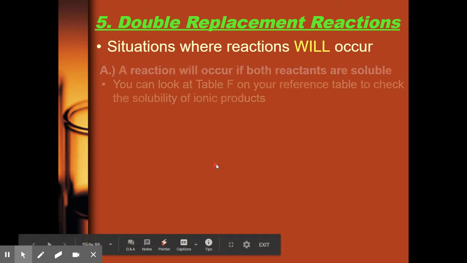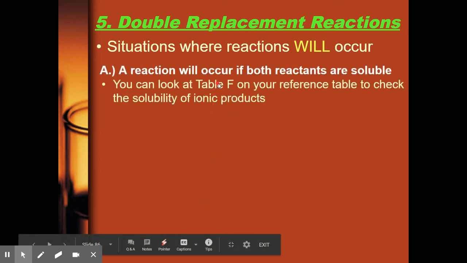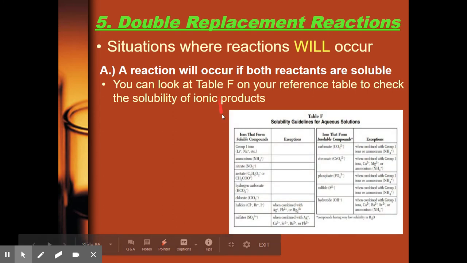Situations where these reactions will occur are when you look at table F and the reactants are soluble. So this is the first time we deal with table F. Table F is in the front of your reference tables, second page, I believe. It gives lots of information, but not in the easiest fashion. So we have ions that form soluble compounds in this chart on the left, and ions that form insoluble compounds on the right. For a double replacement reaction to occur, they have to be on this side. Does that make sense? And if it's not going to occur, they would be over here.